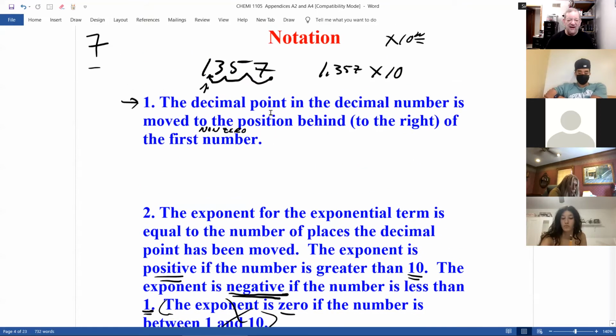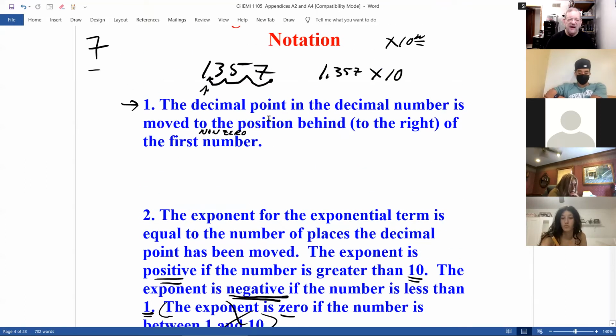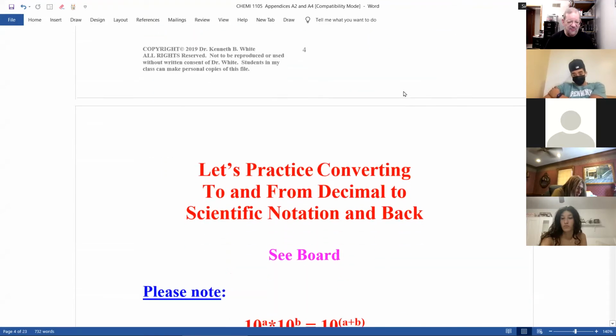So let's go back and look at our example. How many times did we move it? 1, 2, 3. So this would be 1.357 times 10 to the third. Now, if there were any zeros and no decimal point at the end, we would drop those zeros. So guess what time it is?